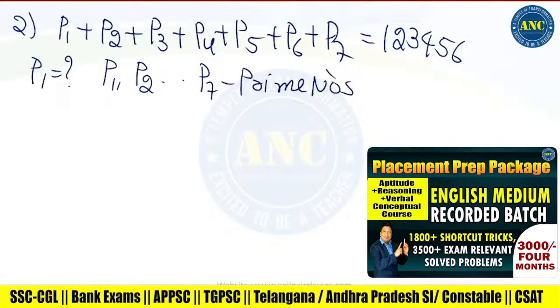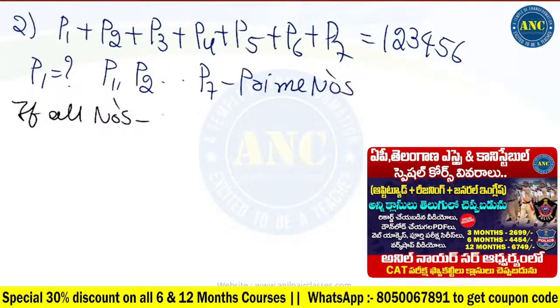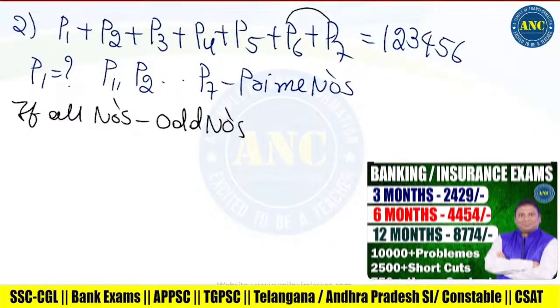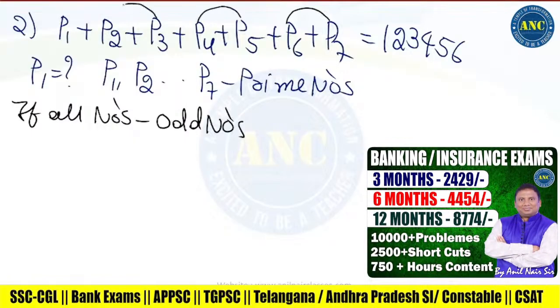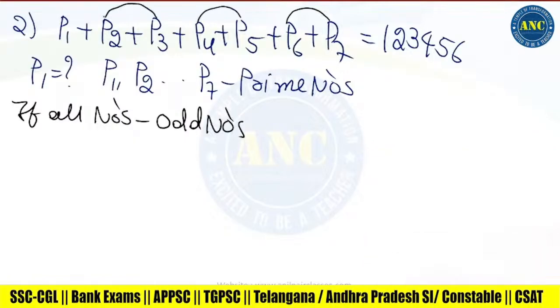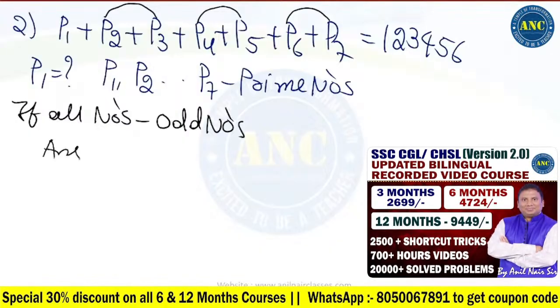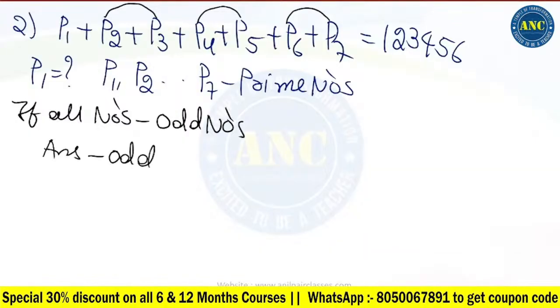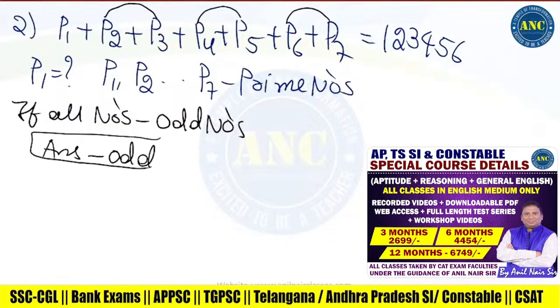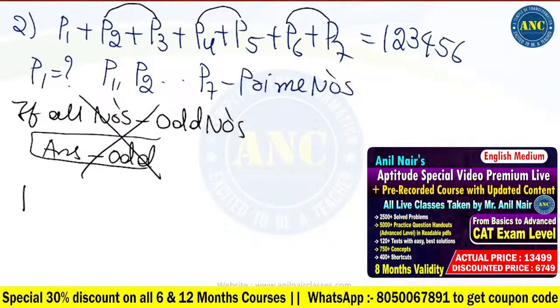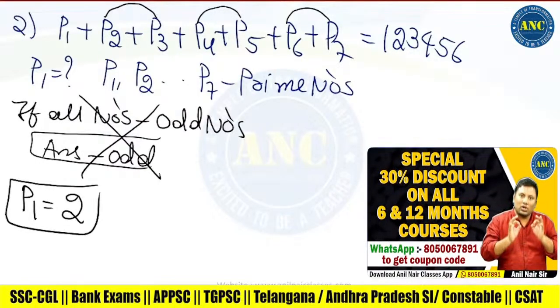Now see here, if all the numbers are odd numbers, odd plus odd is even, odd plus odd is even, odd plus odd is even, plus an odd number. So the answer will be an odd number. But the right hand side is 1, 2, 3, 4, 5, 6, which is an even number. All the numbers being odd is not possible. One has to be even. What is the smallest prime number that is even? The answer is nothing but 2.